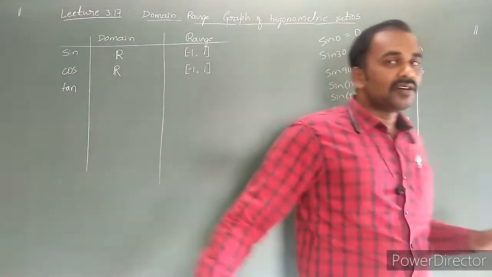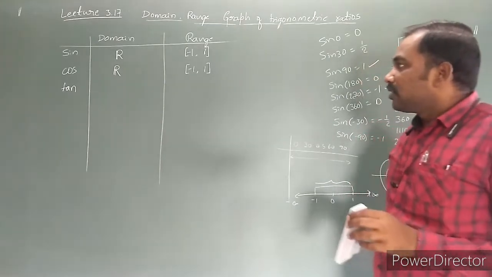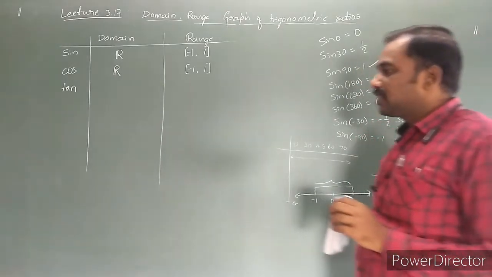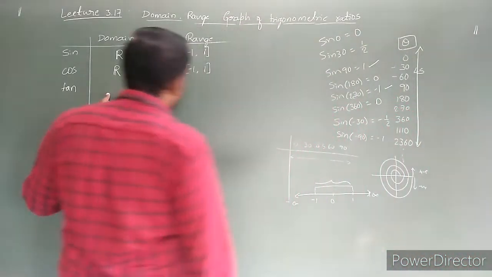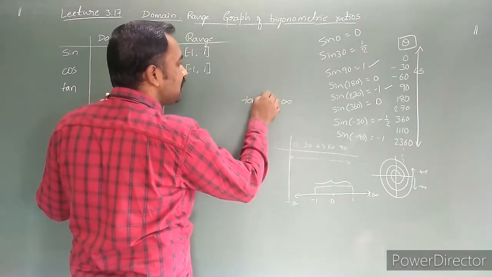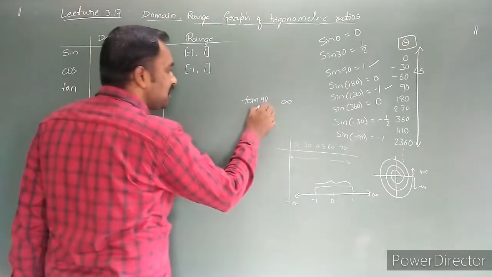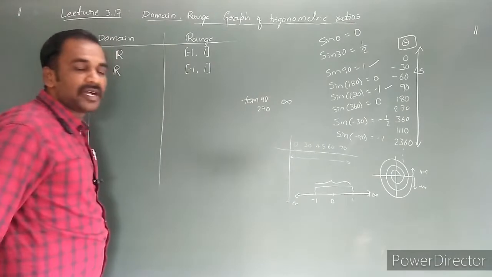Here, can you replace all the real numbers in the tan function? Obviously we can replace them, but for some angles the result is not defined. Tan of how much is not defined? Tan of 90 is not defined. Similarly, tan of 270 is not defined.